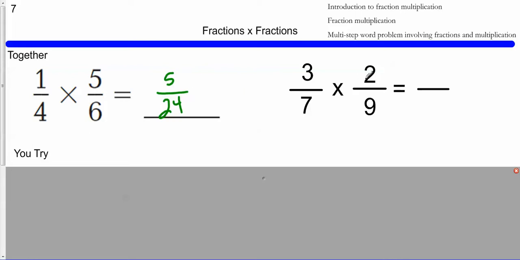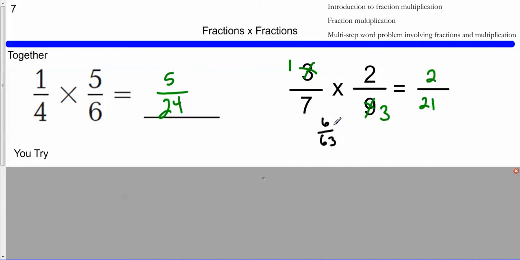Can I simplify the 2 and, here I have 3/7 times 2/9. Can I simplify the 3 and the 9? I sure can. I can divide them both by 3. 3 divided by 3 is 1. And 9 divided by 3 is 3. So I have 1 times 2 is 2. 7 times 3 is 21. Now if I didn't simplify, I would have had 6/63. No fun to simplify. No fun whatsoever.